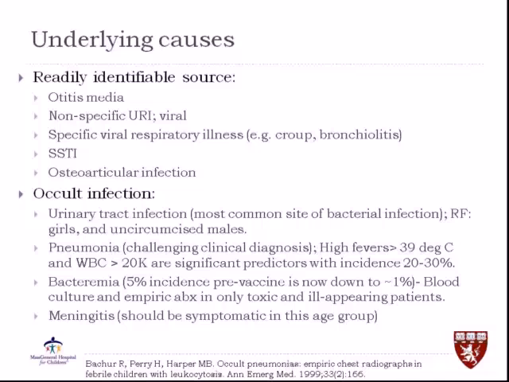Bacteremia: we are now fortunate enough to have the pneumococcal vaccine, PCV7 initially, and more recently PCV13, and that certainly has affected the incidence of invasive pneumococcal disease. We'll talk about this in the coming slide. The 5% incidence pre-vaccine is now down to around 1%. Think about doing blood cultures. Think about starting empiric antibiotics in the olden days, again, pre-vaccines.